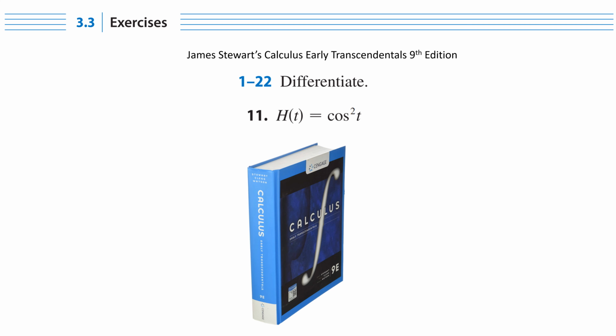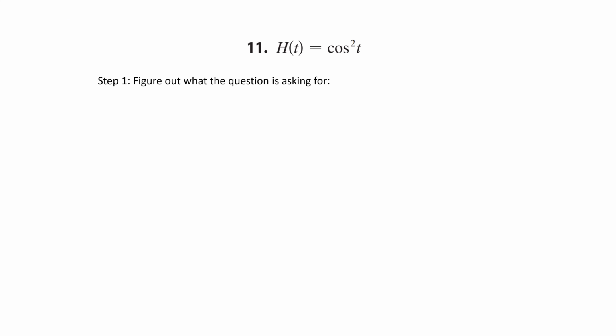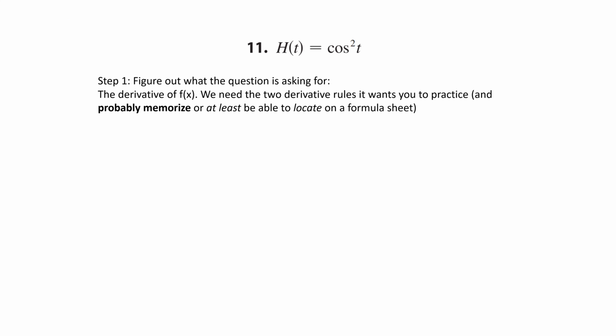But we're doing question number 11 of section 3.3, so let's jump into it. The first thing to figure out is what this question is asking for, and basically it wants you to stretch a little bit here and think about what derivatives you can use to solve this. The only derivative that gives you something close is that the derivative of cos t is equal to negative sine t. It doesn't actually give you a formula for cos squared t, so we have to think about how else we can write cos squared t.